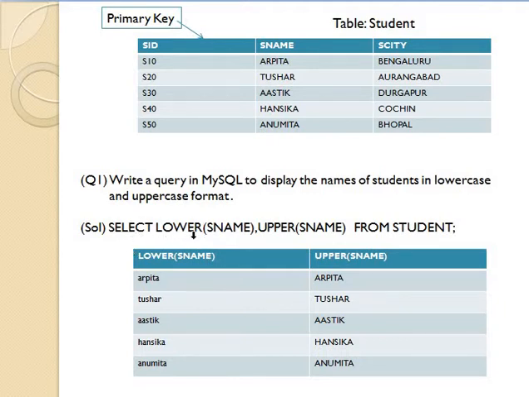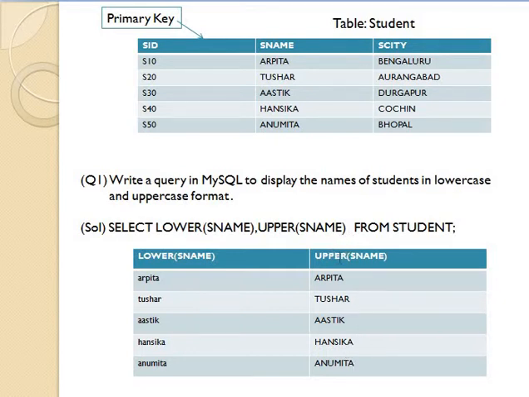Then just after specifying select lower of sname in the query, I shall put a comma. Why? Because just after displaying the names of students in lowercase, now I shall display the names of the students in uppercase format, and for that I have to use the upper function, and I shall put the parameter, the column name sname of the table student.